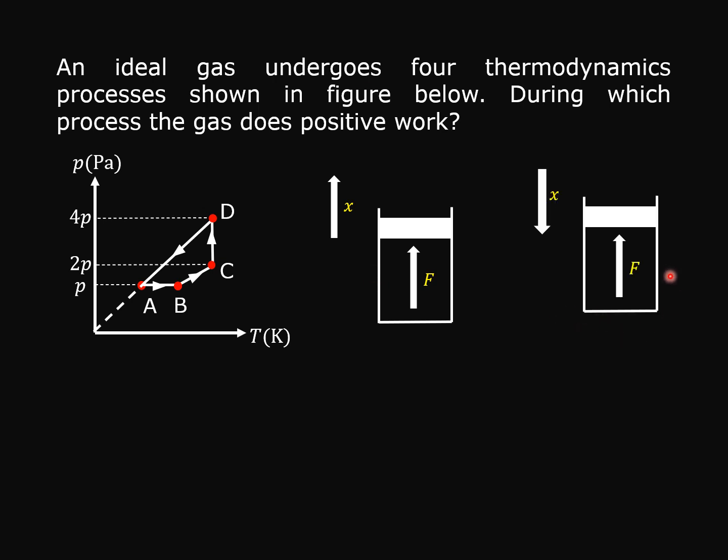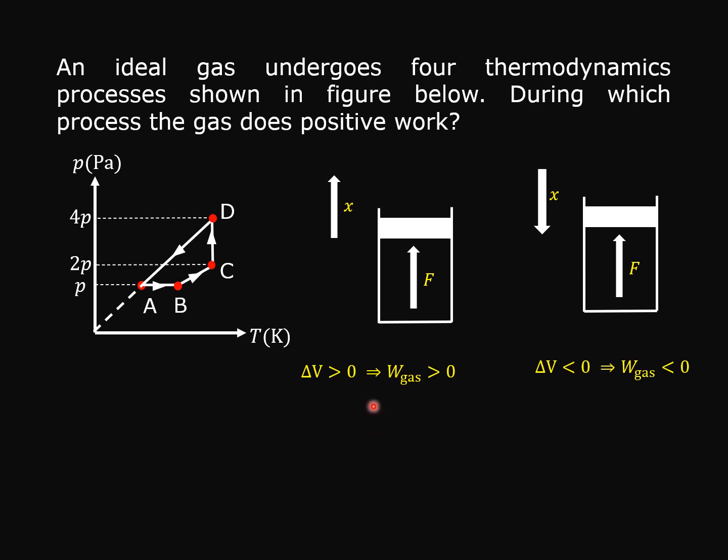But now if we consider the piston moving down due to an external force pressing on the piston, the force from the gas bombarding the piston still points up. So this force works against the movement of the piston. The displacement of the piston points down, so the force vector and the displacement vector x are in opposite directions. If they are opposite, the work done by the force from the gas is negative. So when the gas is compressed, the work done by the gas is negative.